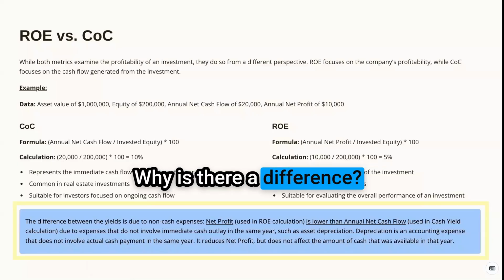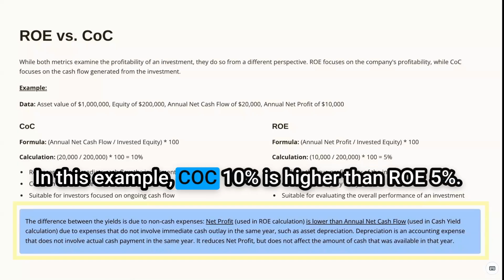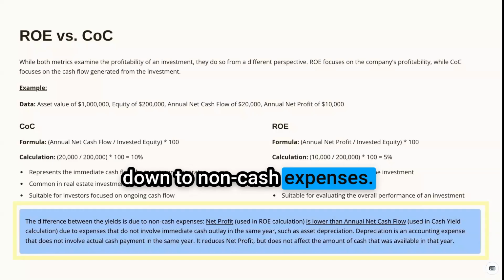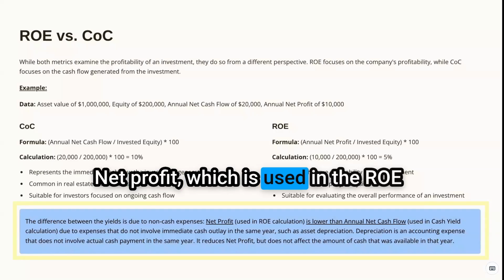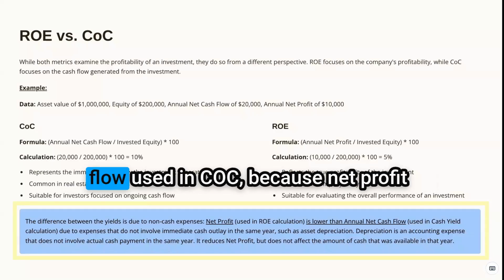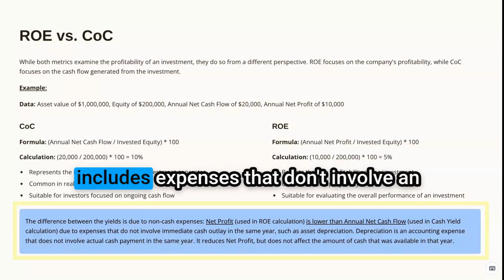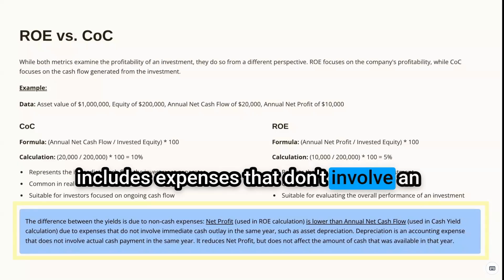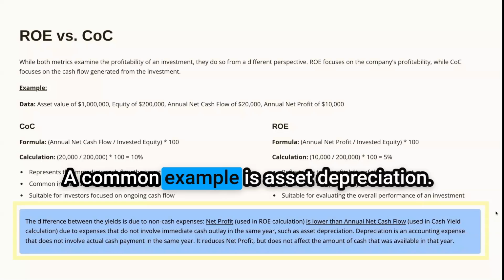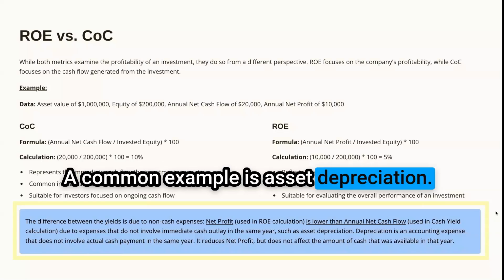Why is there a difference? In this example, COC, 10%, is higher than ROE, 5%. The difference often comes down to non-cash expenses. Net profit, which is used in the ROE calculation, is lower than annual net cash flow used in COC because net profit includes expenses that don't involve an immediate cash outlay in the same year. A common example is asset depreciation.